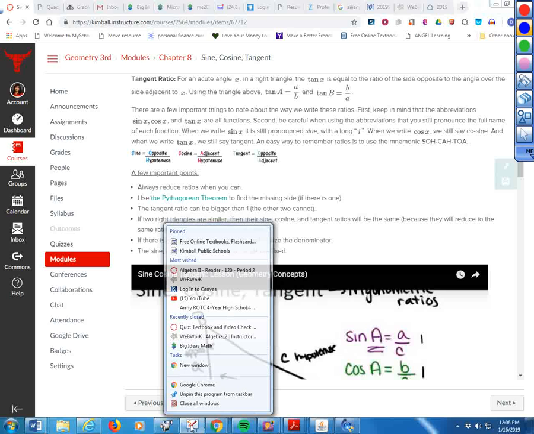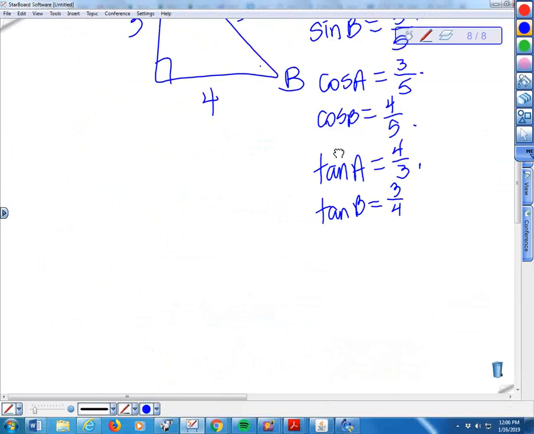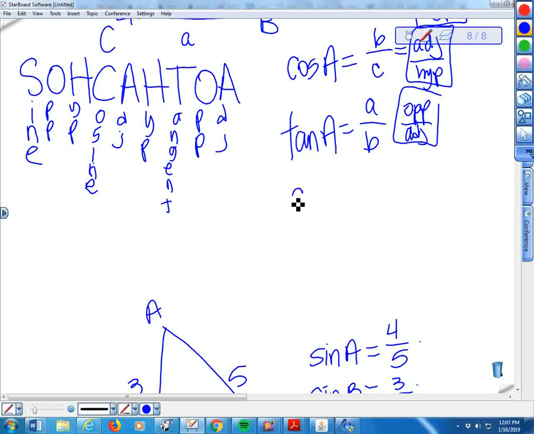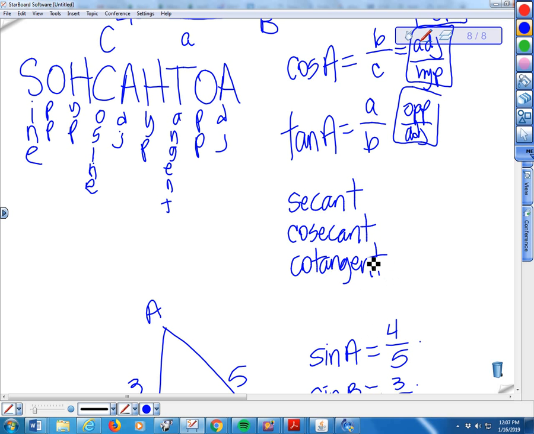Okay, 3 more terms that are related to sine, cosine, and tangent. All you need to do is find sine, cosine, and tangent, and you can find the other 3 without doing any more work. Okay, and they are, let's go, secant, cosecant, cotangent. Secant, cosecant, cotangent. We always abbreviate with 3 letters.